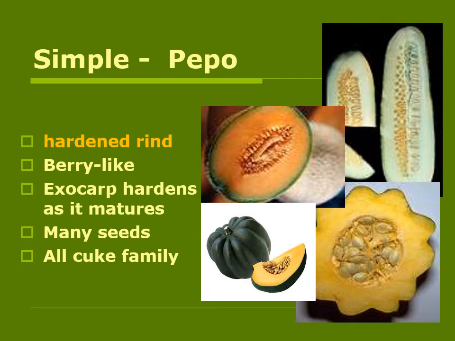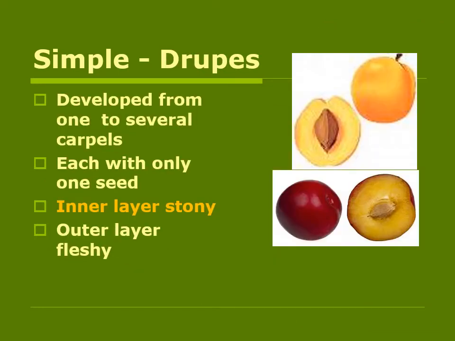Pepo, another fun one. I think if I got another dog, I'd name the dog Pepo. It's just a good dog name. Anyways, they have a hardened rind. So this is your acorn squash, your melons, they are berry-like because why? Many seeds. Look at all the seeds, right? We just finished carving pumpkins. We know all about seeds. The entire cuke family basically is Pepo. So pretty easy one to remember.